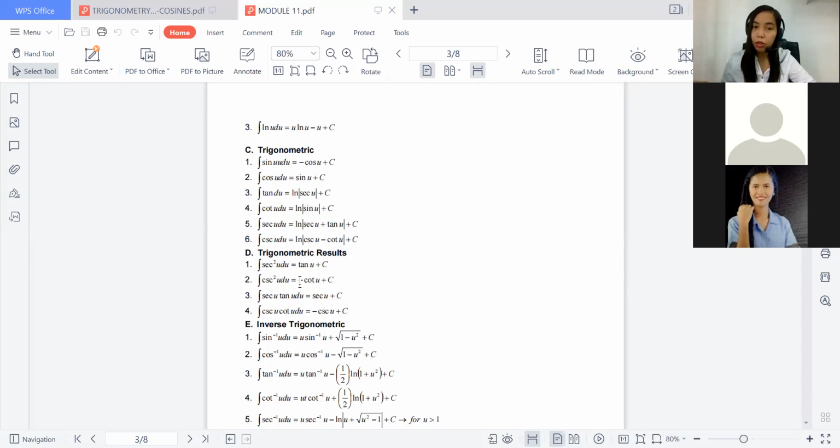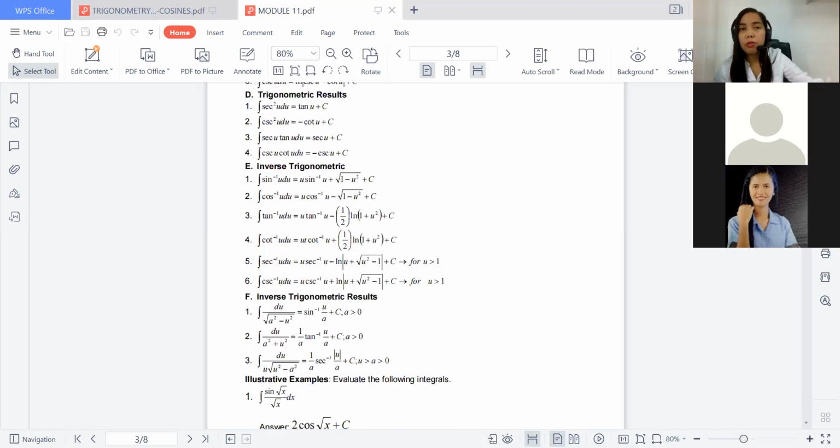Alright. So for the inverse trigonometric, di ba nag-ano tayo last midterm period? I already discussed the derivative of inverse trigonometric functions. So meron din tayo sa integral. Yung last topic natin sa midterm, that is derivative for inverse trigonometry. Now we'll have the integral.